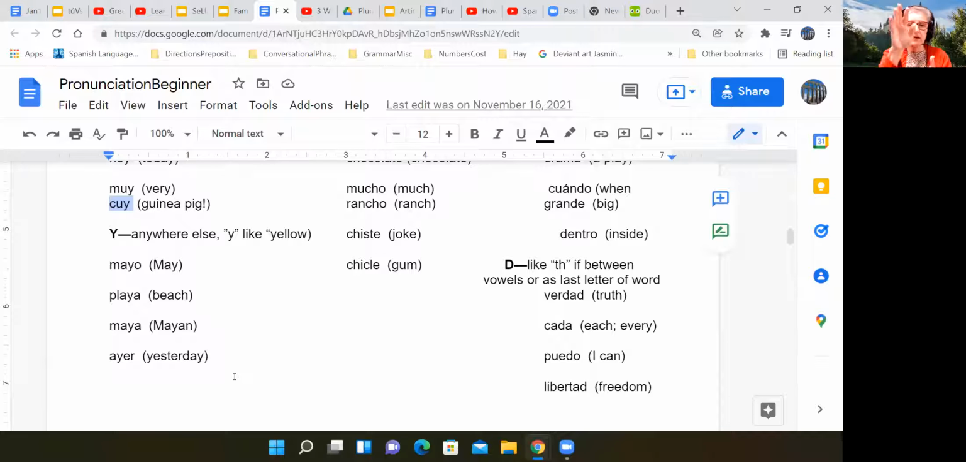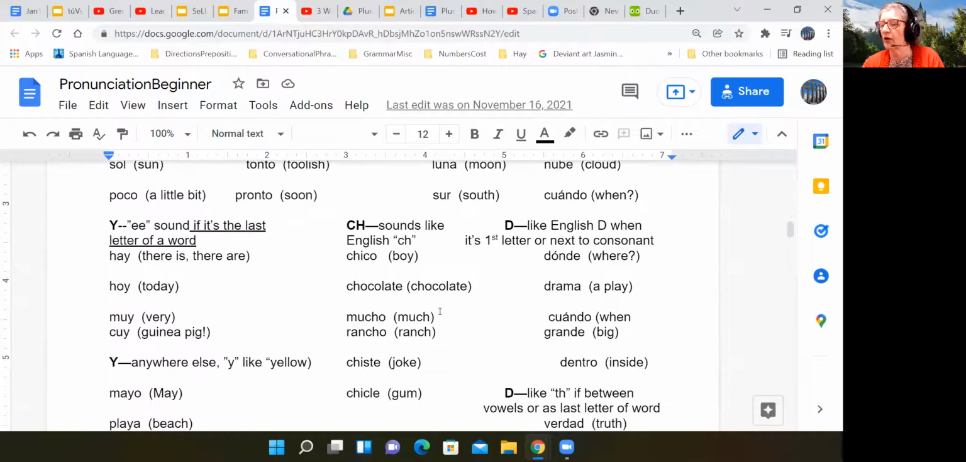Now, if the Y is in the middle of the word, or if it leads off, if it's anywhere else in the word, if it's not the last letter, it'll sound like the ya you expect. Mayo. Playa. Maya, and the word for yesterday, ayer. Ayer. Okay, that doesn't take a whole lot of practice. It'll sound like what you expect it to.